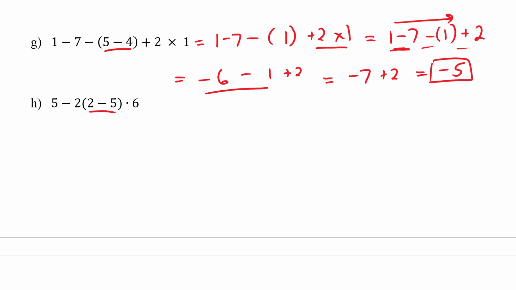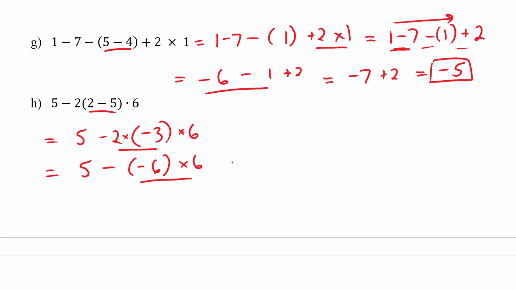Brackets. We start with brackets first. 5 minus 2. 2 minus 5 is minus 3 times 6. You can see we have multiplied by here. We know that this means multiplied as well. So we're just going to work through this. We're going to have 5 minus. We're going to have 2 times minus 3, which gives me minus 6 times 6. And then we're going to work these together.